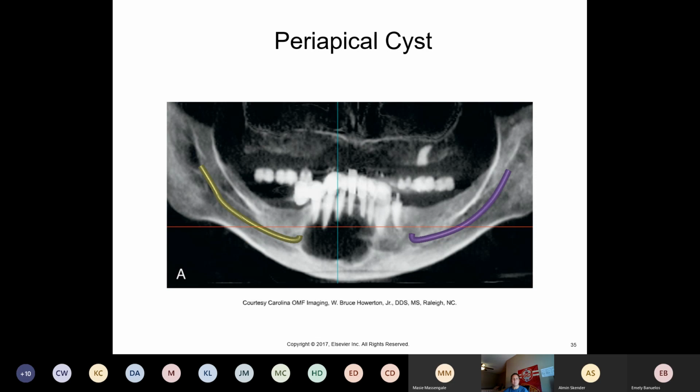This is a CT image of the cyst, and you can see this one has been allowed to go pretty far. It is involving the whole anterior portion of the mandible. So this is what we don't want to happen. We don't want patients to let their infections go to an extreme.